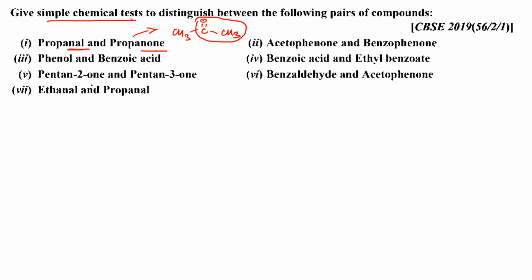What about this second one, acetophenone and benzophenone? What is the difference between acetophenone and benzophenone? Can you write the structures? Now, acetophenone is what? Tell me. A benzene ring, and after that, what do we have? Then what will be benzophenone? Acetophenone is this. What will be benzophenone?